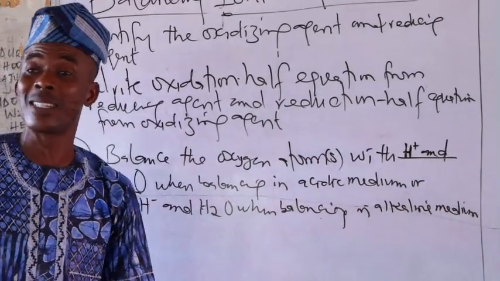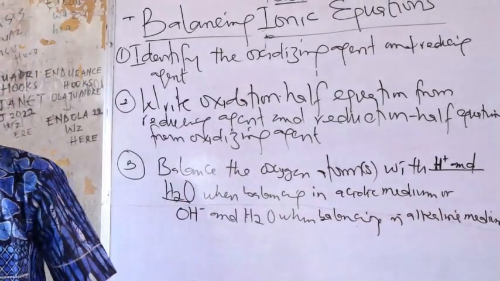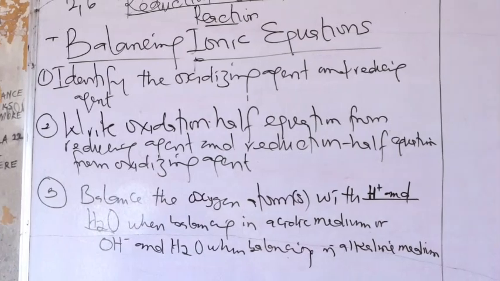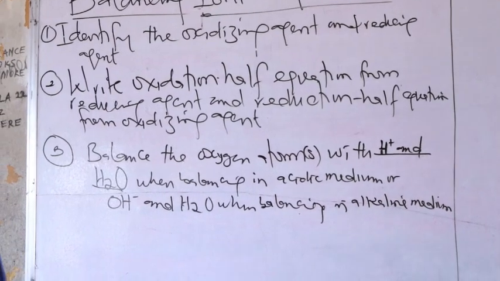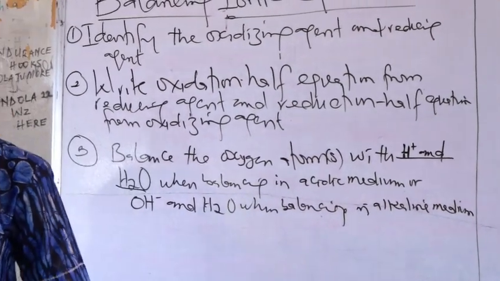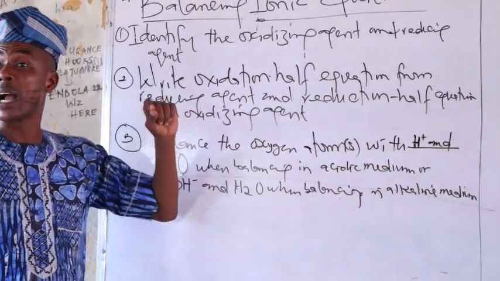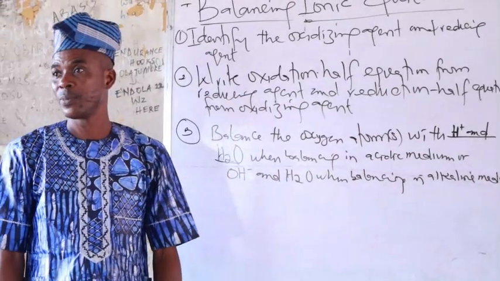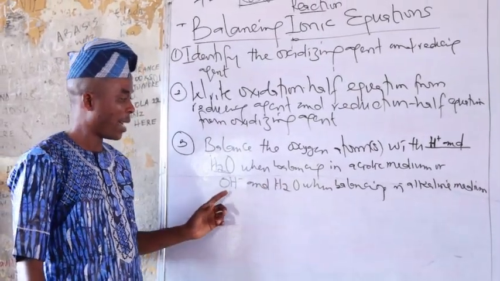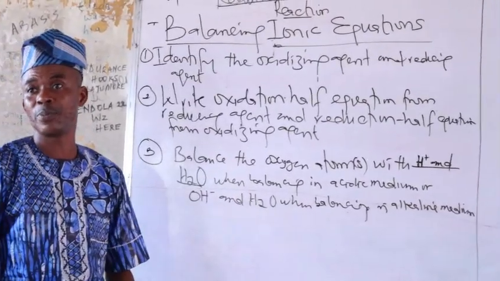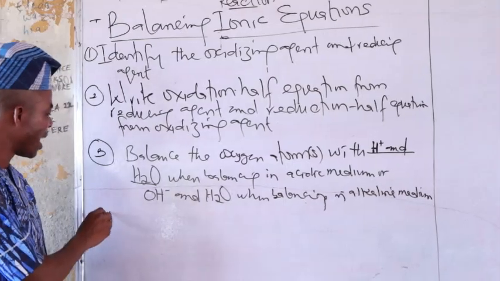If we are asked to balance the equation in acidic medium or alkaline medium, it will be specified. When there is disparity in oxygen atom, we make use of hydrogen ion and water molecule if we are asked to balance in acidic medium. But if you are asked to balance in alkaline medium, what do we use? Hydroxyl ion and water molecule. Are we together?